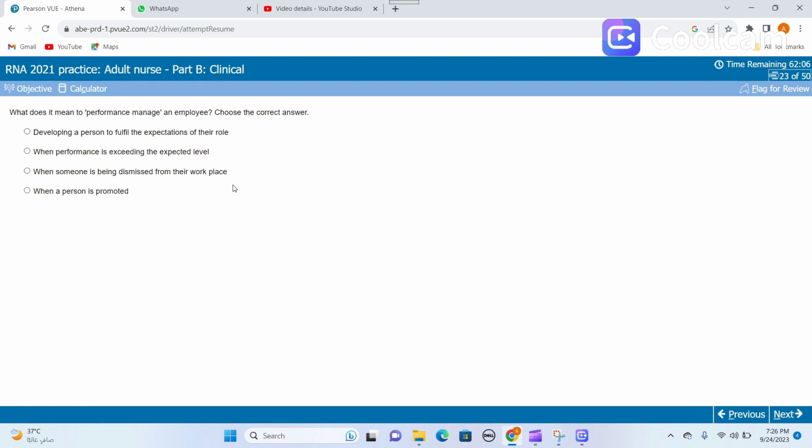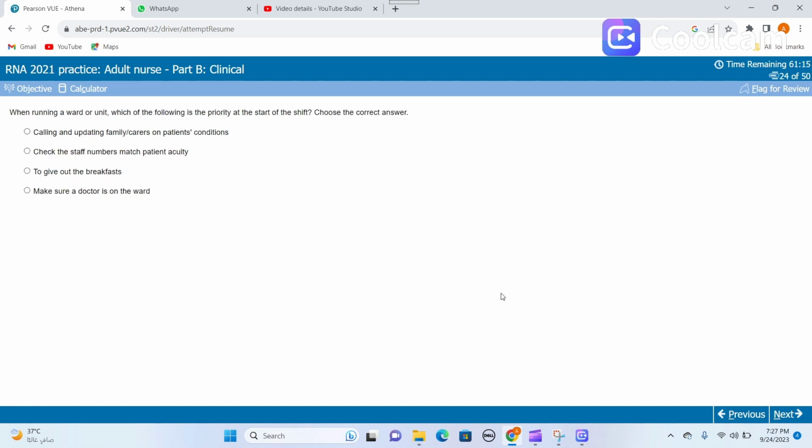Nurses. What does it mean to performance manage an employee? Remember, with performance management, what do you mean by this? Developing a person to fulfill the expectations of their role. When performance is exceeding the expected level, no. When someone is being dismissed from their workplace, no. When a person is promoted, no. So, developing a person to fulfill the expectations of their role. Managing the performance of the individual by fulfilling the expectations of their role.